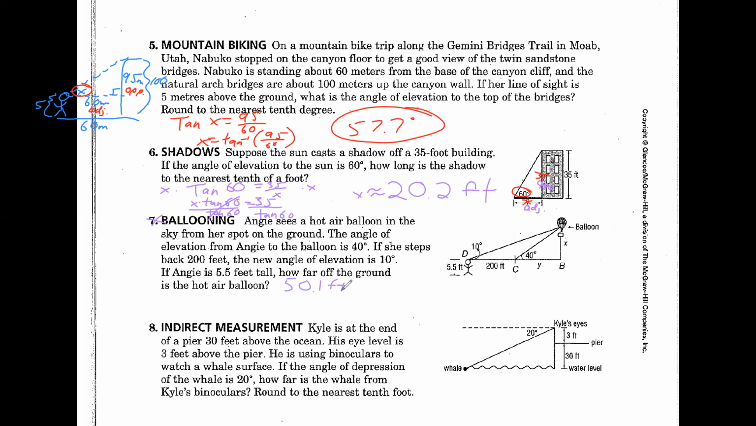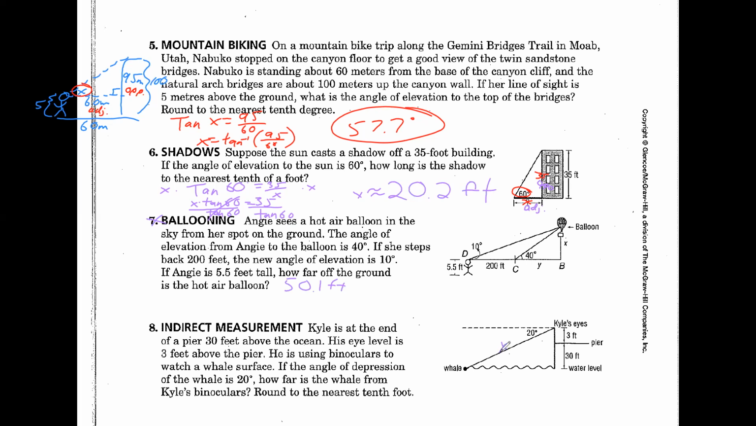On number 8, they gave us the whole triangle that we needed. Now, yeah, they wrote out in words what they want us to find. They want us to find how far is the whale from his binoculars. So that's what we're labeling as X.